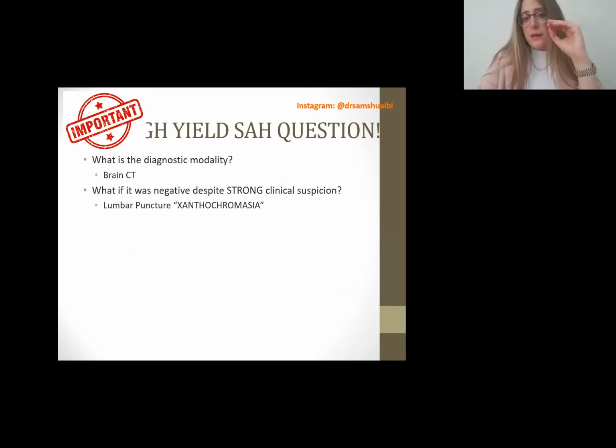What is the diagnostic modality? Brain CT, this is a given, guys. They will usually not ask brain CT. They will ask the next question.